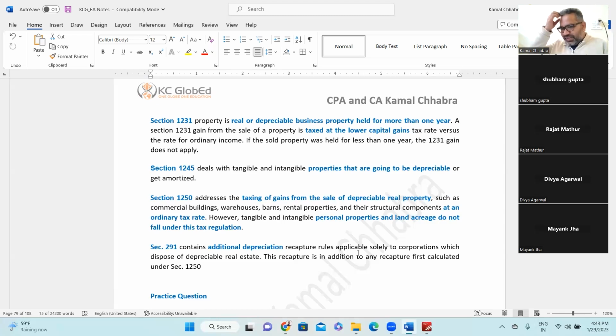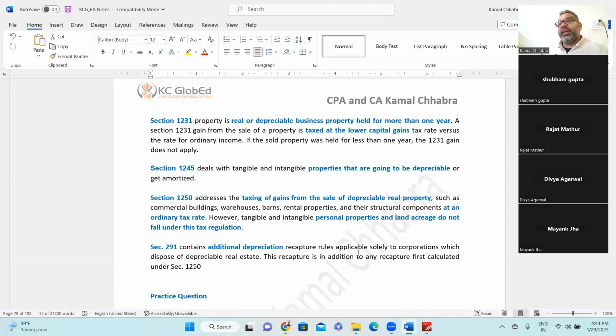Yes. Easy to remember. 1231, that's your year-end date, right? So for section 1231, gain from sale of property is taxed at a lower capital gain tax rate versus the tax rate of ordinary income. If the sold property was held for less than 1 year, then section 1231 gain does not occur. So what is section 1231 gain? It means you are taxing at a lower rate if the asset falls under this category, at the capital gain tax rate, not the ordinary gain tax rate.